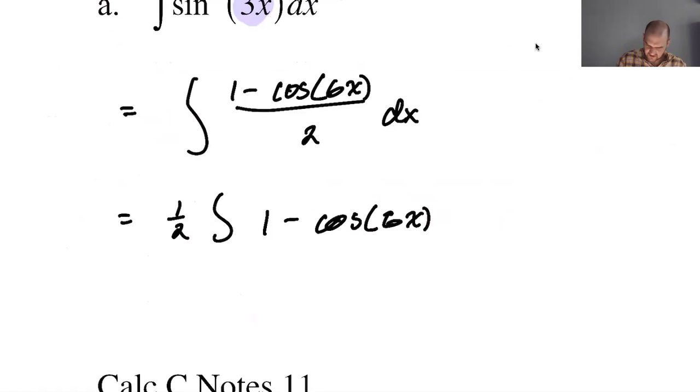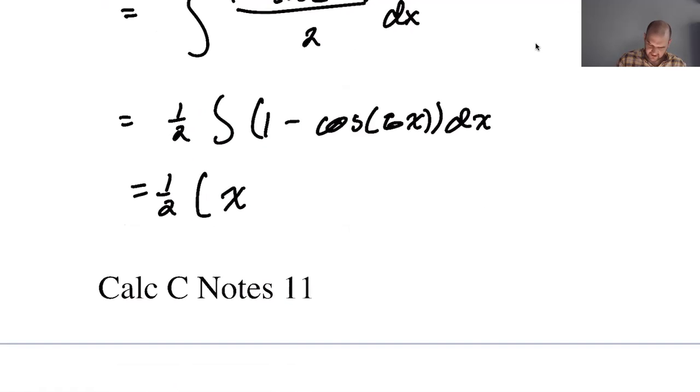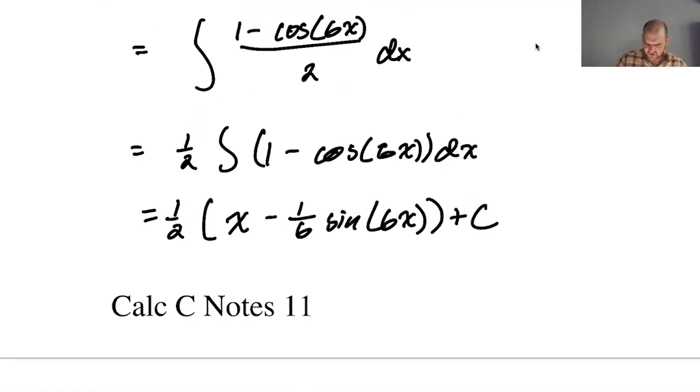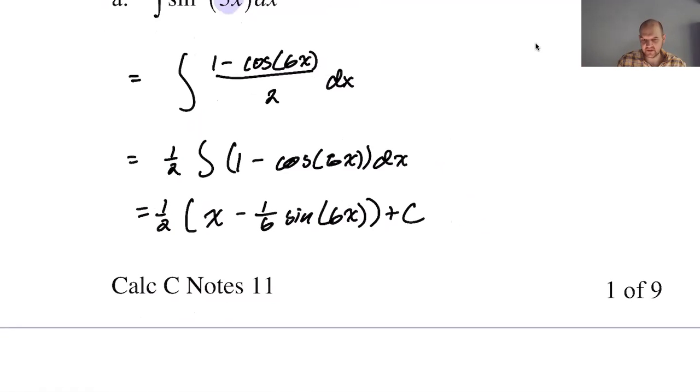When you're doing a lot of these, you end up just factoring that 1/2 out right away because it's always there. You get x. And then here, I'm going to get minus 1/6 sine of 6x plus c. So you could redistribute or you could leave it out. It doesn't make a difference.